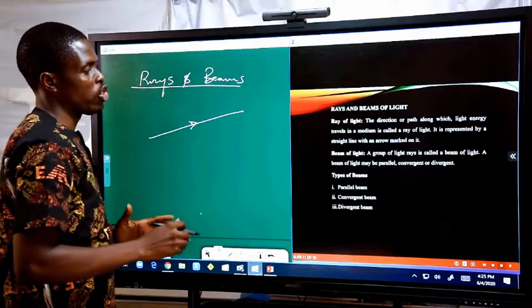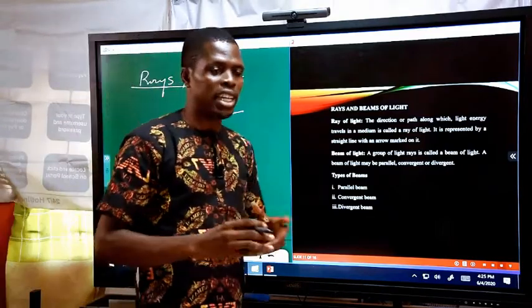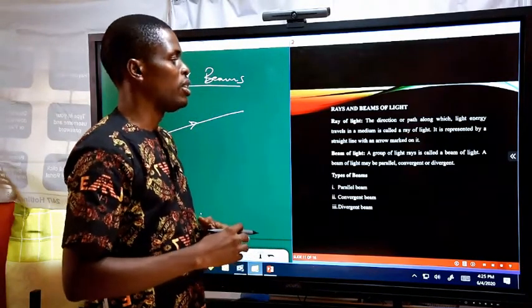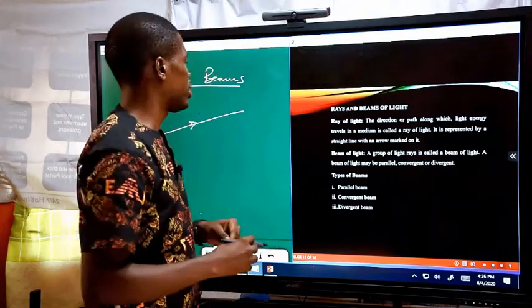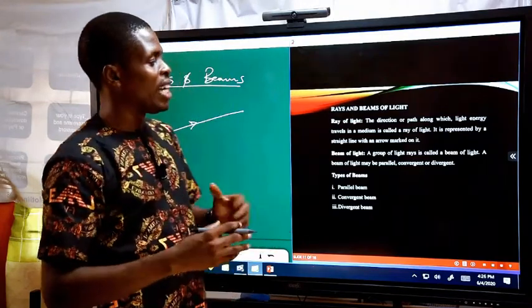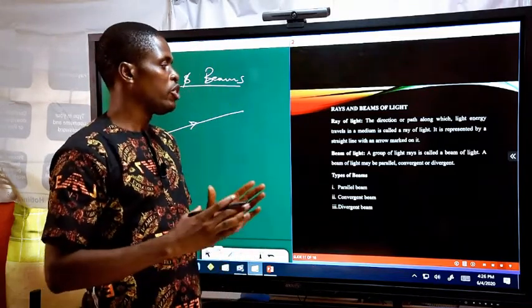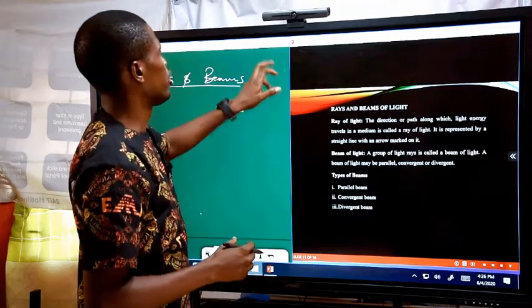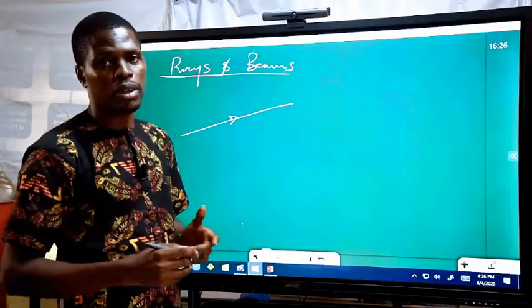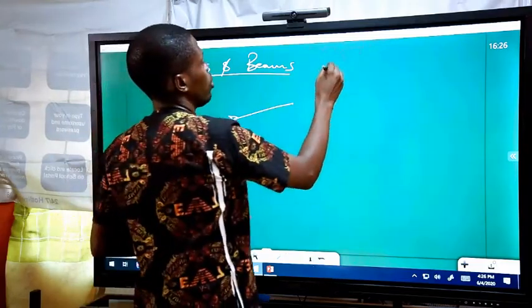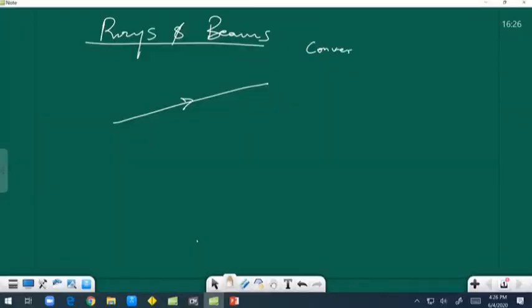But in most cases, light travels in beam form. Like the light we see around our environment, most of it comes in the form of beam. A beam of light is a group of light rays traveling in the same direction. There are different types of beams of light. We have the convergent beam, the parallel beam, and the divergent beam.